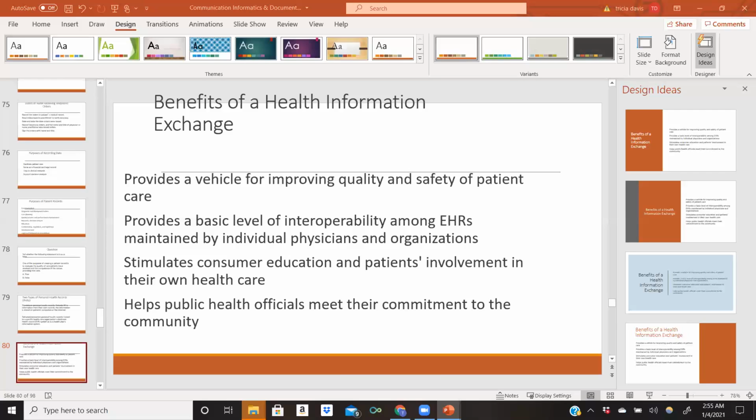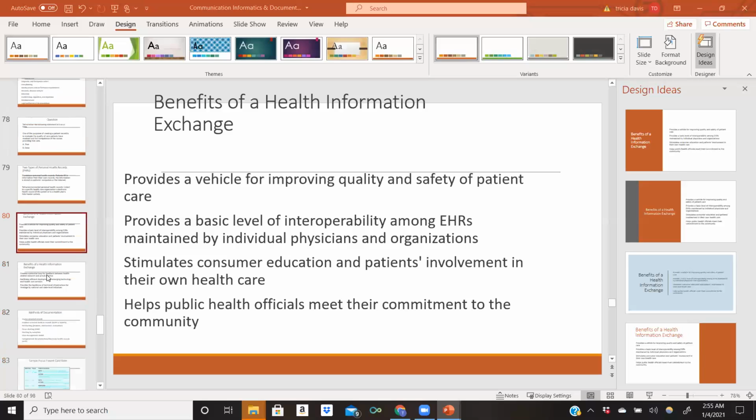We want them to be autonomous. We want them to advocate for themselves and know what's going on with their healthcare, so that they can advocate for themselves if they are ever hospitalized. And it helps public health officials meet the commitment that they've made to their community.